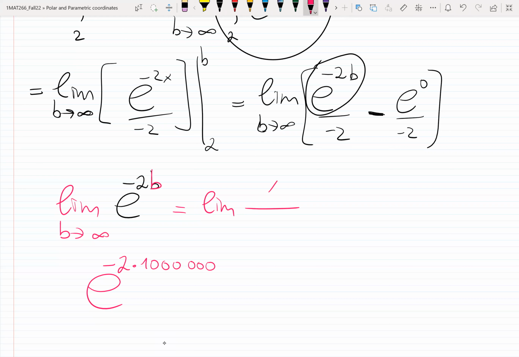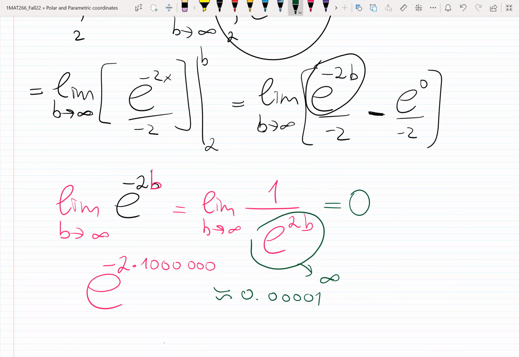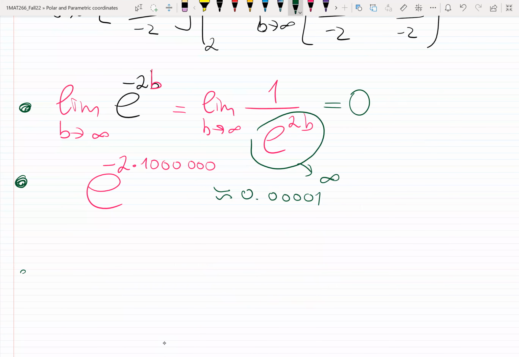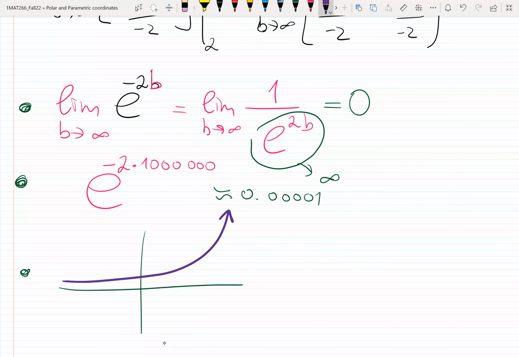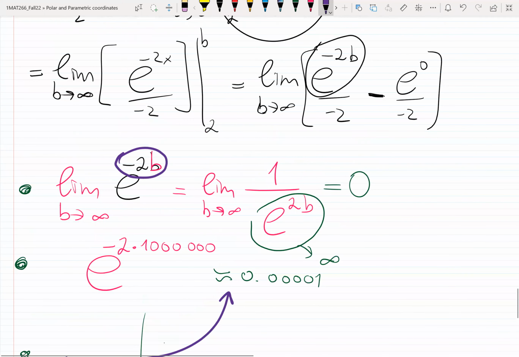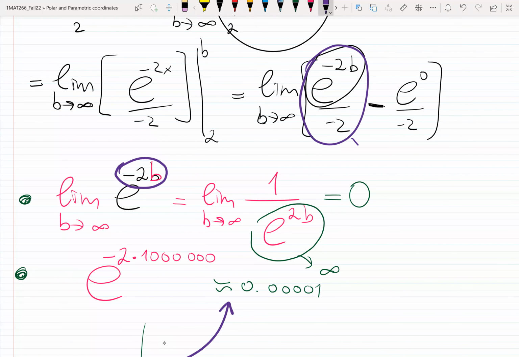The other way to see it is this way. Limit of 1 over e to the 2b, b still goes to infinity. Now I know this will be like 0, but it's way number 1. Way number 2. Way number 3 is to know the graph. The graph of exponential function looks like this. It goes to 0 at minus infinity. And minus 2 times infinity is minus infinity. That's how we know that the whole thing here goes to 0.